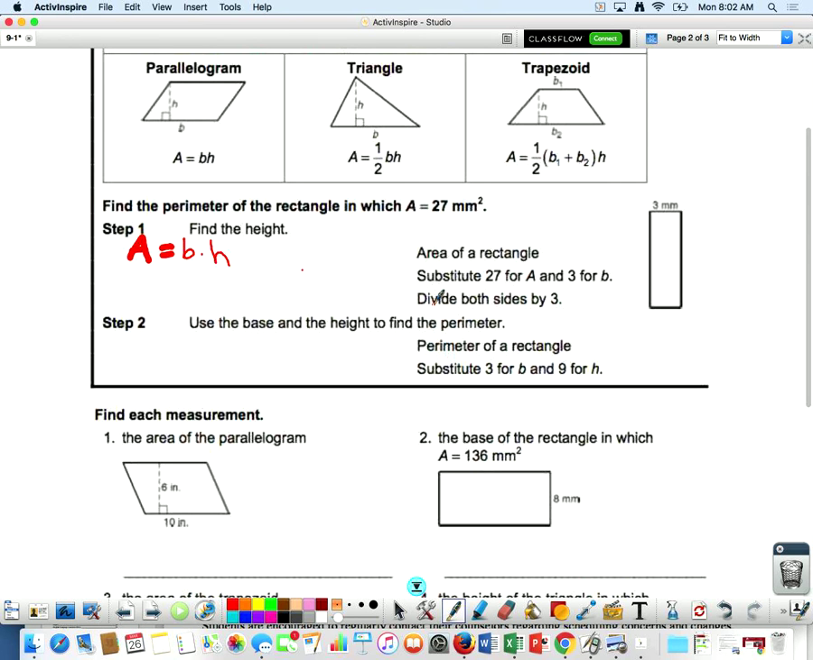Okay, base times height. Well, what do we know? Do we know the area? Yes, we do. So replace it. What's the area? 27.